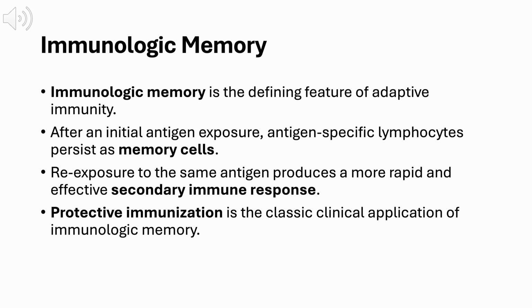Here is the feature that truly sets adaptive immunity apart: immunological memory. Everything we've discussed so far, the innate system does in some form, but memory is uniquely adaptive. After an initial antigen exposure, a subset of antigen-specific lymphocytes doesn't die off.